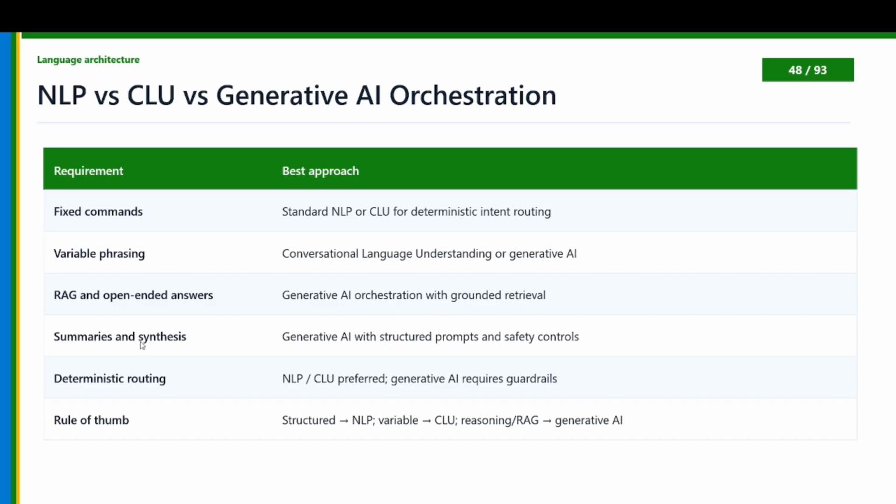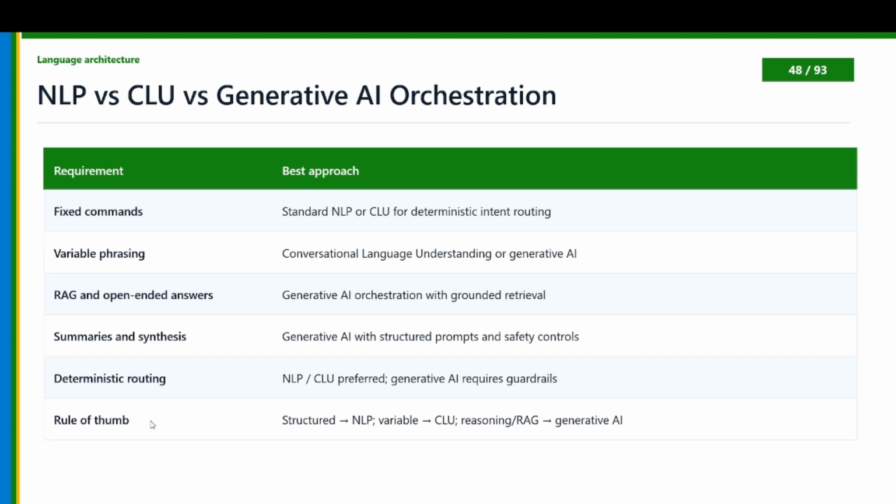If you are using summaries and synthesis, then the best approach should be generative AI with structured prompts and safety controls. Then if your requirement is deterministic routing, then you should use NLP or CLU preferred. Generative AI requires guardrails. So for deterministic routing, the best approach should be NLP and CLU, conversational language understanding, or generative AI with guardrails.